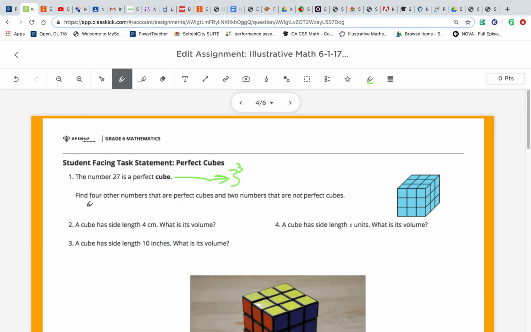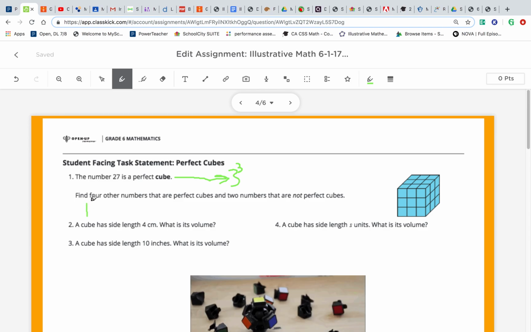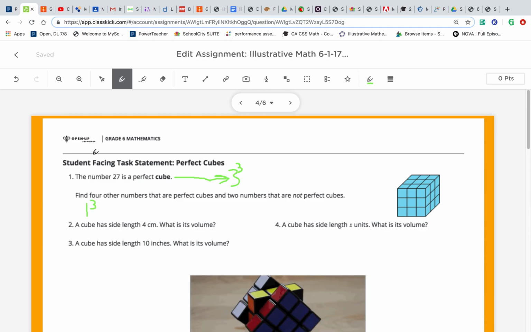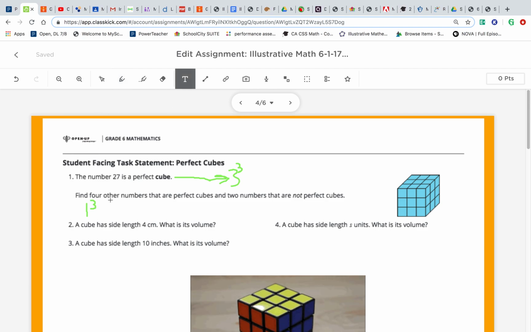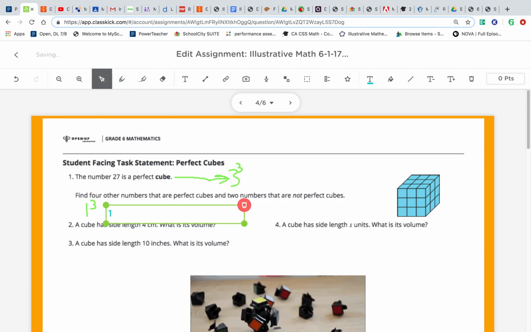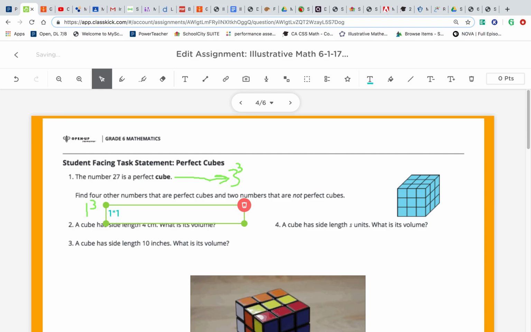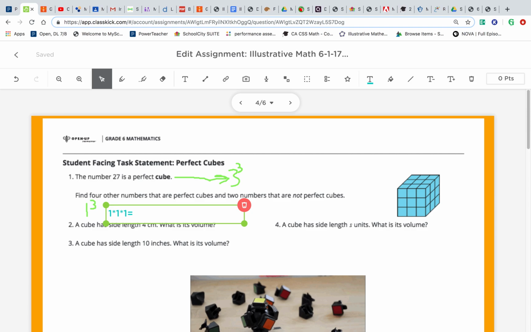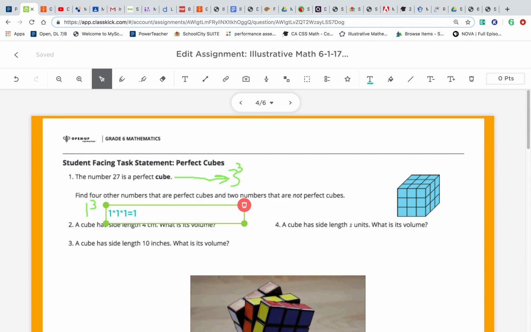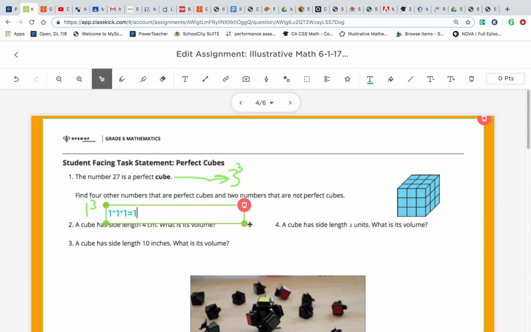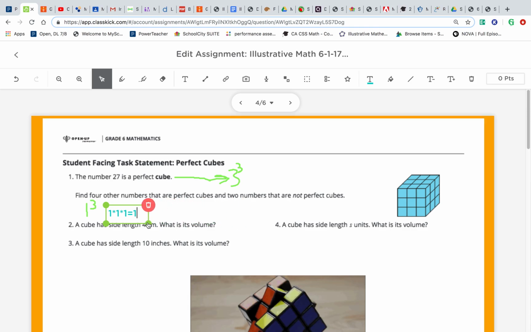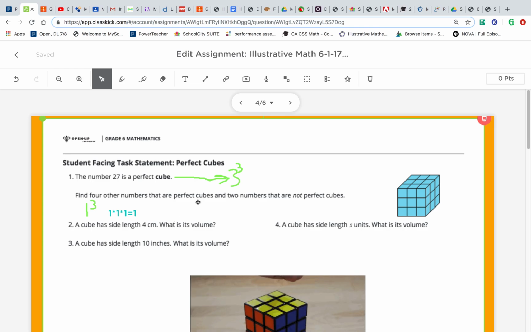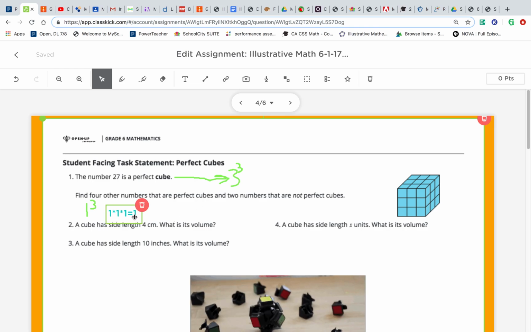Let's start small. Let's start with 1 cubed. So 1 cubed is going to be 1 times 1 times 1. What does that equal? That's 1. So 1 is a perfect cube. Let's think of another one here. We've got 1 cubed, 1 is a perfect cube.